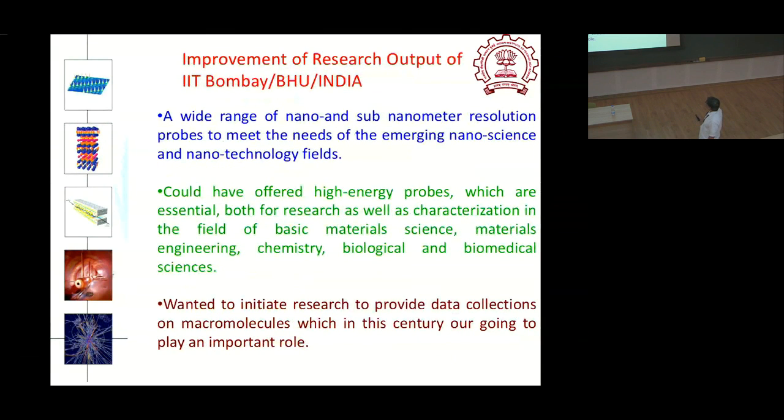It would have improved our research output, not only of IIT Bombay, but we could have made India a wide range of sub-nanometer resolution probes to meet the needs of the emerging nanoscience and nanotechnology field. It could have offered high energy probes which are essential both for research as well as characterization in the field of basic material science, material engineering, chemistry, biological and biomedical sciences. And these macromolecules play an important role, and we could have done this also.